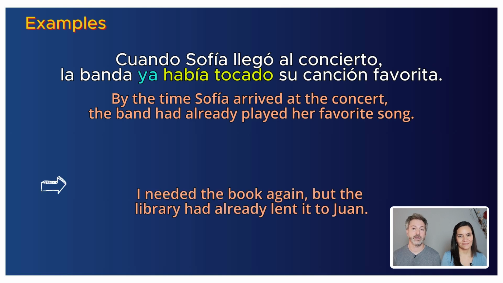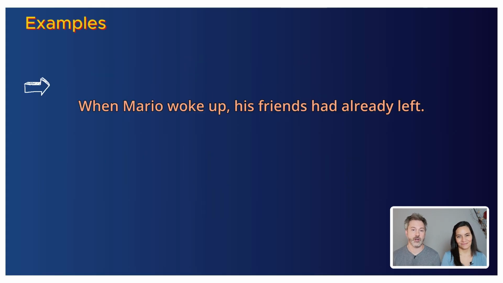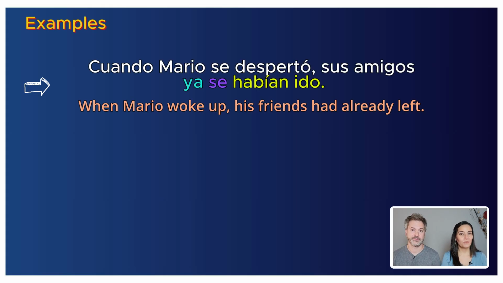I needed the book again, but the library had already lent it to Juan. Necesitaba el libro otra vez, pero la biblioteca ya se lo había prestado a Juan. When Mario woke up, his friends had already left. Cuando Mario se despertó, sus amigos ya se habían ido.